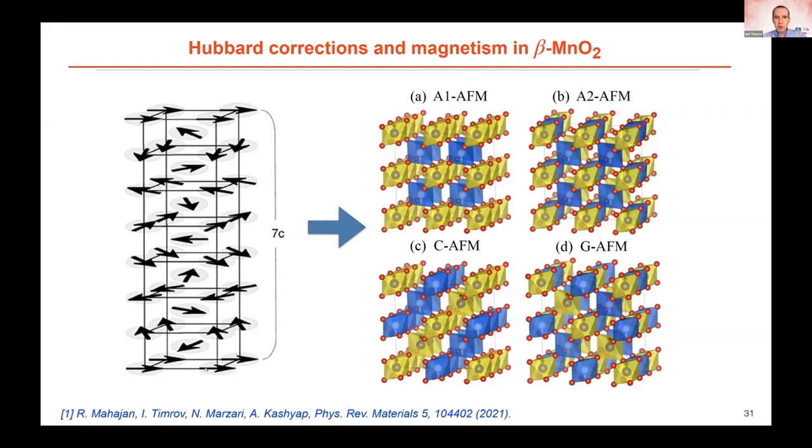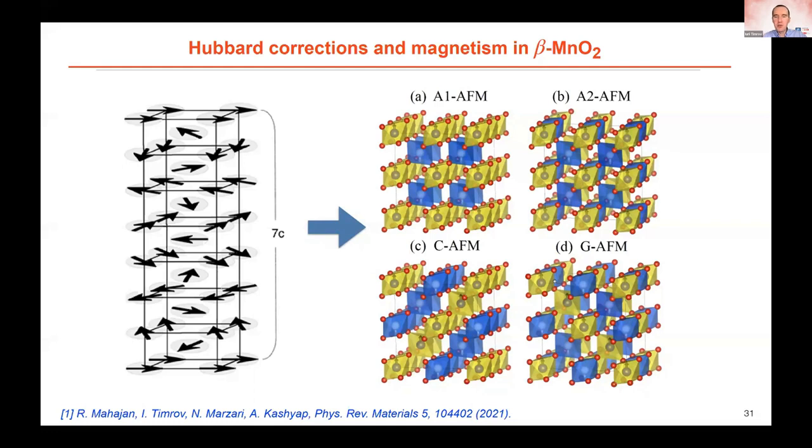But in practice, people use a simpler approach. They use collinear magnetic ordering and different types of magnetic ordering. So we consider 4 types of magnetic ordering called A1, A2, C, and G. All of them are antiferromagnetic, AFM. And we would like to check which of these 4 is the most energetically favorable.